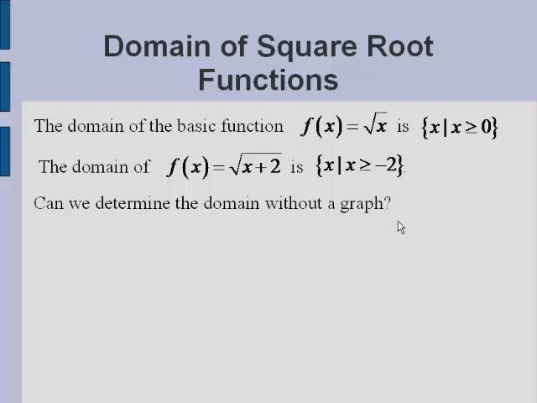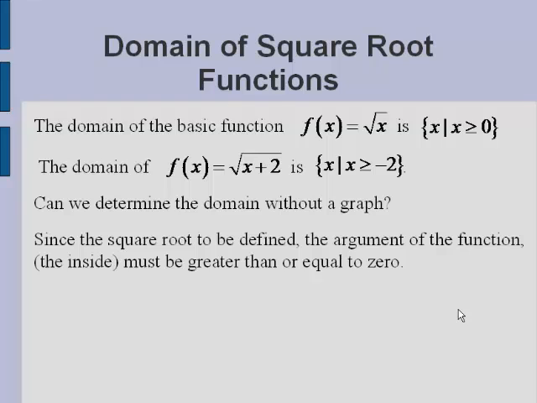We want the square root to be defined. And if the square root is defined, then its inside must be greater than or equal to 0. So we say that since the square root is to be defined, the argument of the function, the inside, must be greater than or equal to 0.